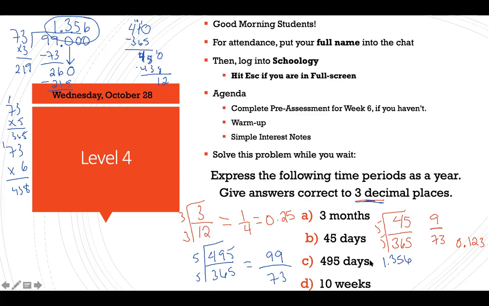So letter C. All right, and then the last one is 10 weeks. How many weeks are in a year? Anybody know how many weeks we have in a year? I noticed they're doing like 5 weeks. How many weeks do we have in a whole year? We have 4 weeks every month, right? Maybe a little bit more sometimes. Sometimes we have 5 weeks. So how many weeks do we have in a whole year?